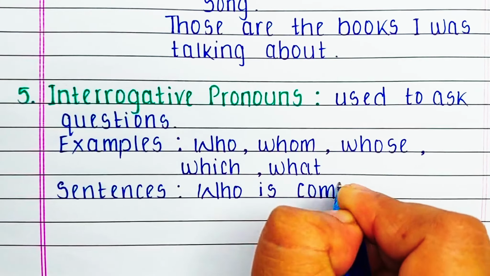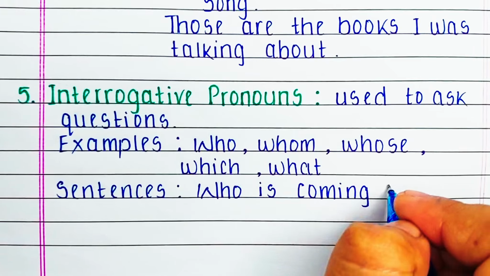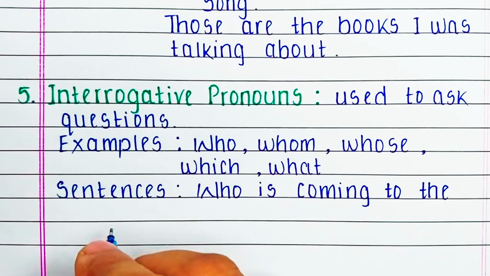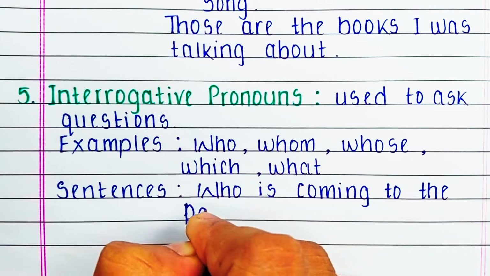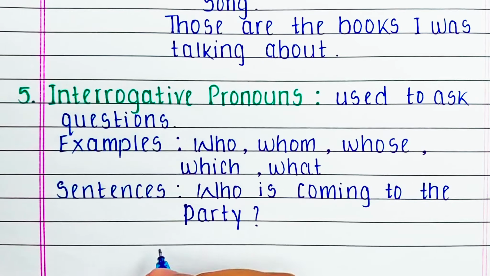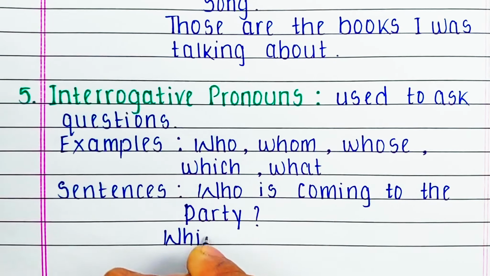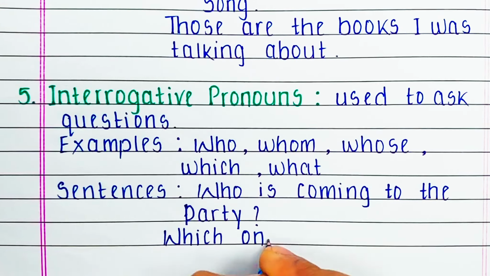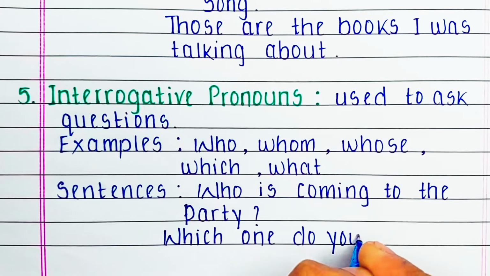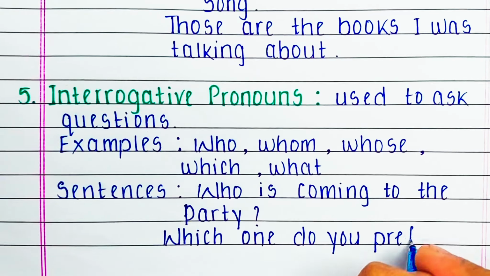Now, let's form some sentences using these interrogative pronouns. Sentence number 1. Who is coming to the party? Here, who is the interrogative pronoun. Example number 2. Which one do you prefer? Here, which is the interrogative pronoun.